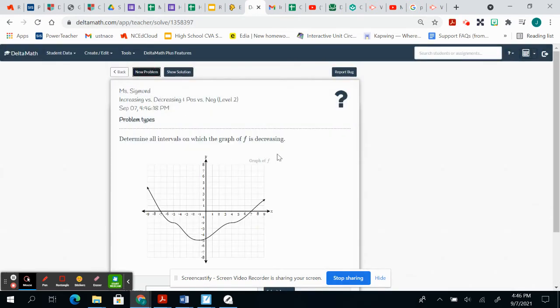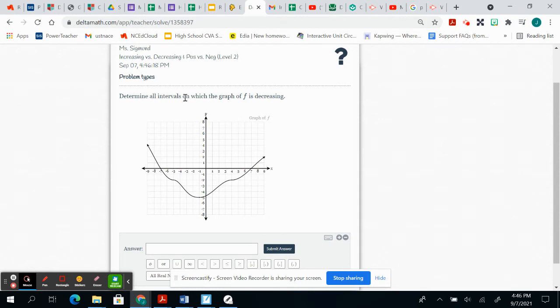We're rocking and rolling. Okay, so this one, determine all intervals on which the graph of f is decreasing, so going down. So from negative infinity to 5, it never increases. It levels, and then it keeps going down, and then it's going to level probably to about -1 is when it starts to make its turn. So we're going to try this one. Negative infinity to a -1. And then it's increasing the rest of the way.